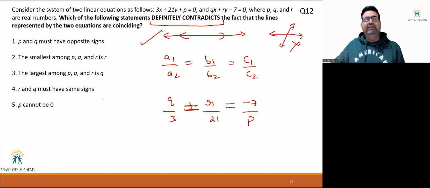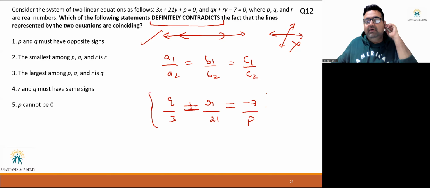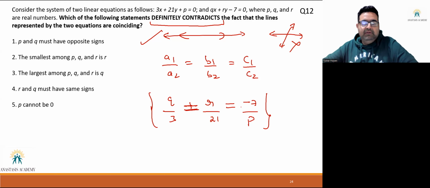So if these all three have to be equal, we need to see which of the 5 options contradicts it. That means there will be 4 options which do not contradict this, and there will be one which does not fit this problem with this equation, right? So let us look at them.